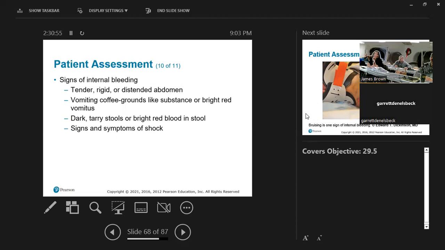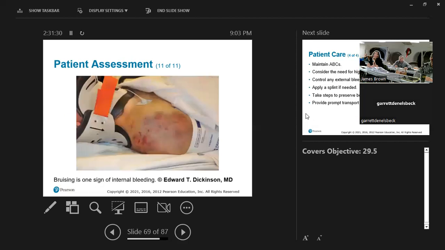Hemorrhoids, things like that. And obviously look for signs and symptoms of shock, because they may be bleeding into their stomach, and so you may see signs of shock, but there's no outward signs of bleeding. Okay, so you go into the hospital and you find out that their hematocrit or something like that is way low, it could be because they have internal bleeding or a GI bleed. Okay. So this might be signs of internal bleeding.